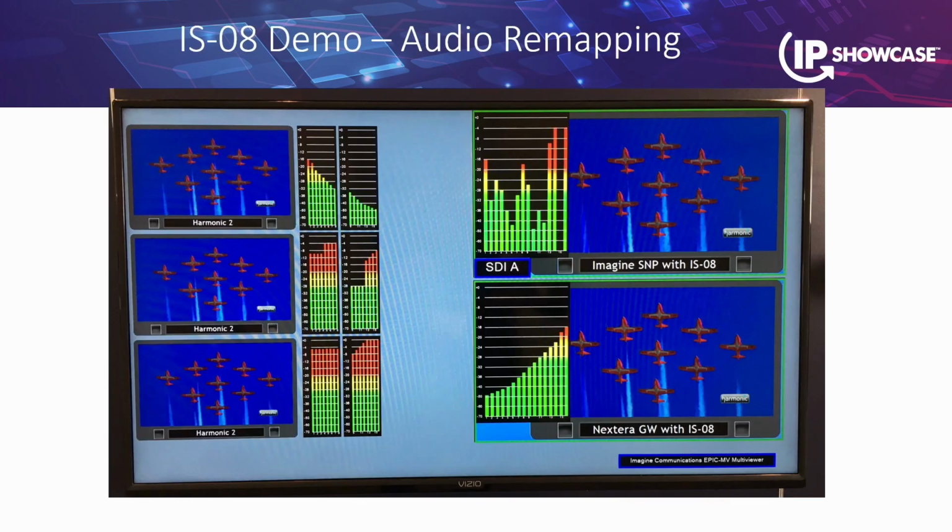And here's what that looked like in the demo. We had 3 sources, and in the particular example, the Harmonic processor was sending this kind of ramp audio stream in the upper left, and we were receiving it with the Nextera gateway at the bottom where we inverted the channels.